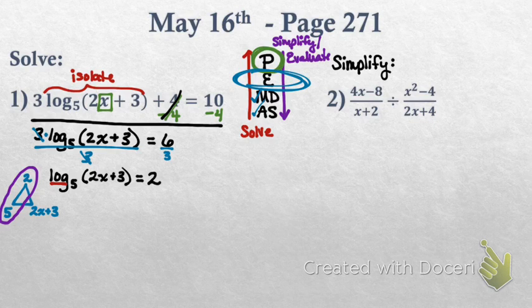Which thing is the base again? 5. Which thing is the exponent? 2. So I'm going to have 5 to the power of 2 equals my argument, which is the part that has the x with it, 2x plus 3. Is there anything here that I can evaluate, anything that I know the value of that I could rewrite in a different way? 5 squared. What is 5 squared? 25. So 25 equals 2x plus 3.